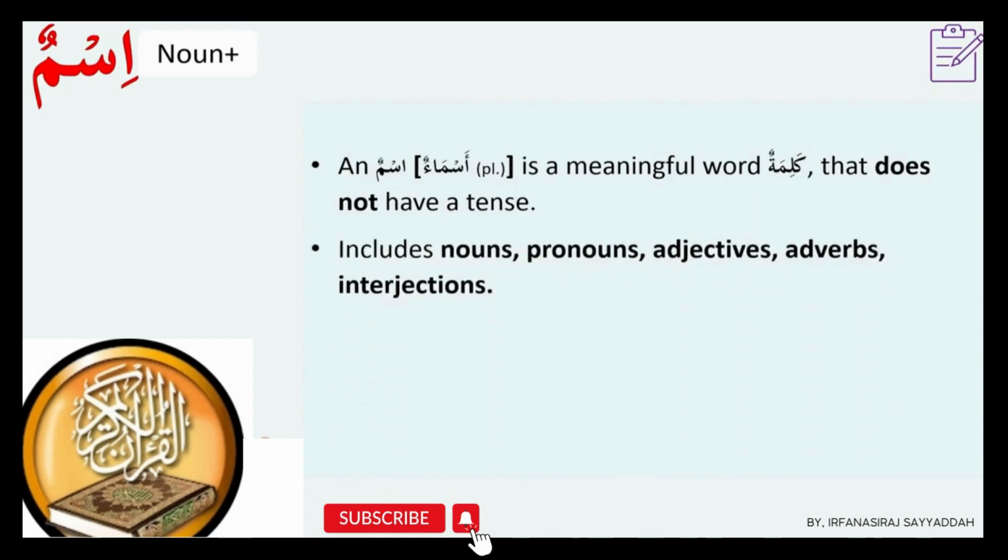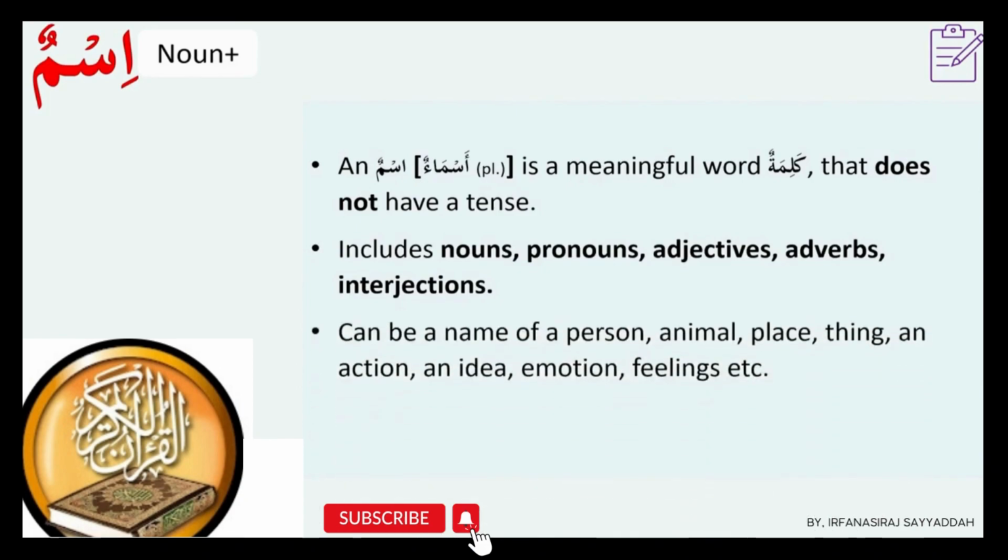So it includes nouns, pronouns, adjectives, adverbs, interjections. So in English, the name of a person, place, or a thing are all nouns. For example, it can be the name of a person, animal, place, thing, an action, an idea, an emotion, feelings, etc. So the meaning of an action is also a noun, even though in itself it describes an action. For example, eating is a noun in Arabic because it's just the meaning of the action, the name of an action. It does not have a tense.